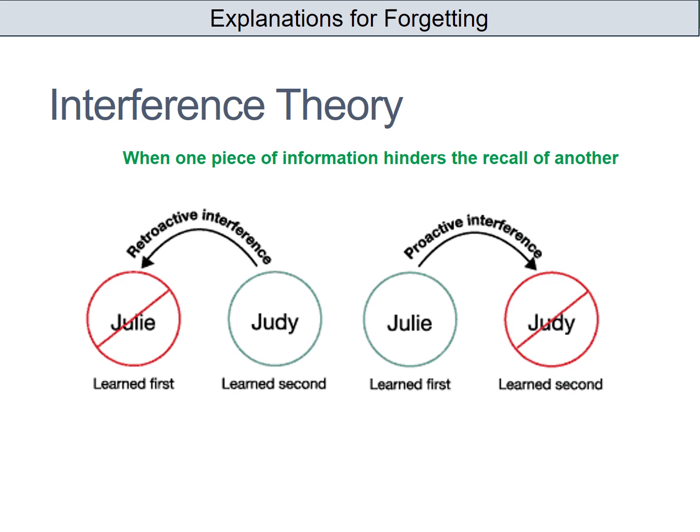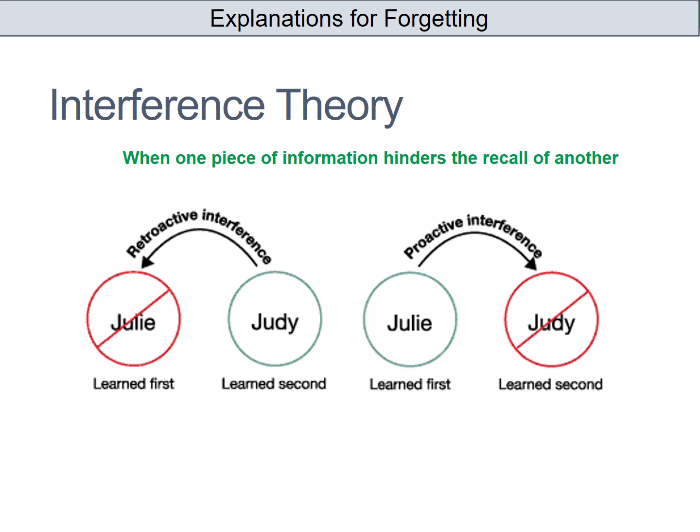Now, in retroactive interference, you would be unable to remember the word or the name Julie, which you learn first, because the similar name Judy has interfered with that, which means you can't recall it. In proactive interference, it's the opposite way round. So you'd be unable to remember, for example, a new colleague's name, if their name was Julie, because your old colleague may have been called Julie, so you keep calling her Julie instead.